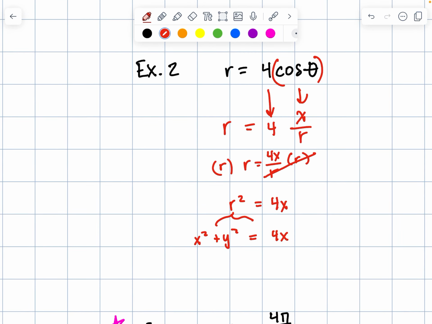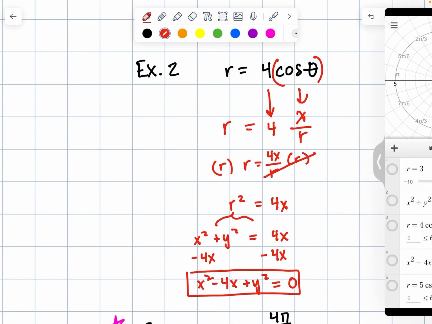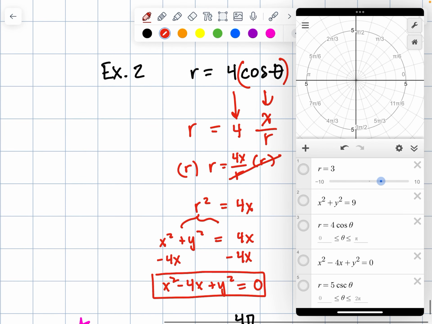And since this is an x squared plus y squared, we want everything on the same side. So we're going to bring this 4x over to the left side. We have a minus 4x, and we end up getting x squared minus 4x plus y squared is equal to 0. And this is our final form of the rectangular equation. So going back to Desmos, if you notice, we have in this third equation, line 3, r equals 4 cosine theta. It is pretty much an ellipse that's on the far right in green.